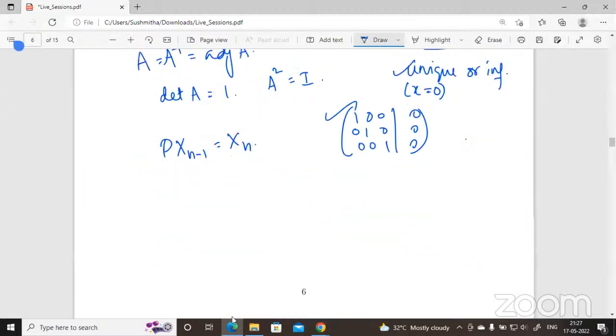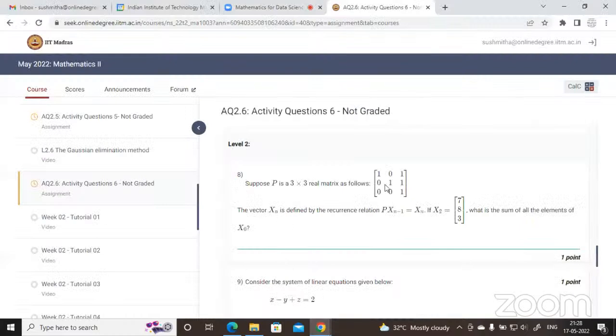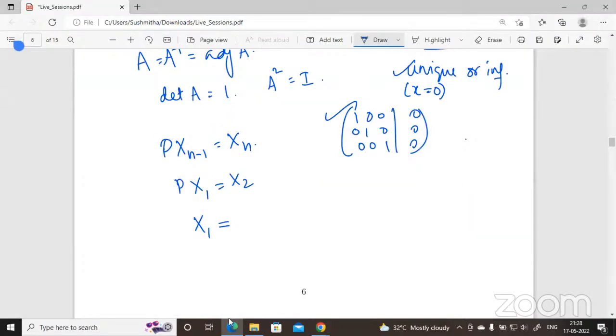You are given x2. A fellow student has also answered on discourse, but I could not understand. You're given x2, right? So you know P x1 is equal to x2 using the relation. Is P invertible? Yes, it is. So can you find x1 from here? Yes, P inverse x2. In fact, from here only you can tell xn minus 1 is P inverse xn. So you find out x1 and then find out x0. That's it.